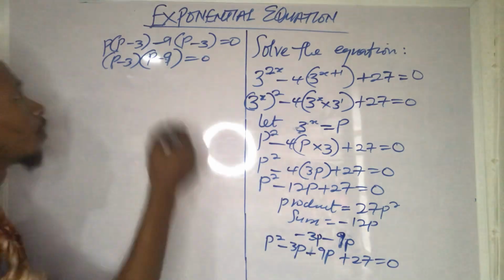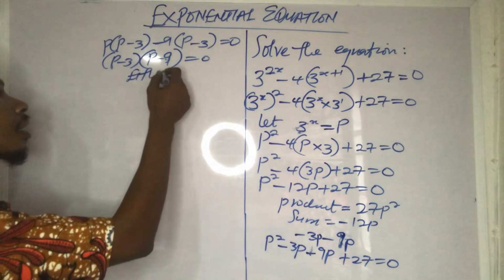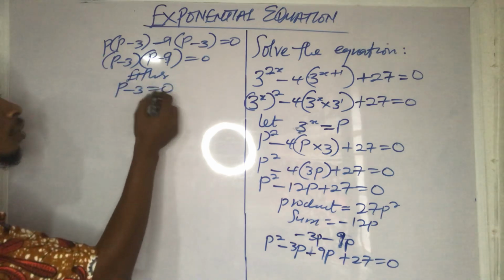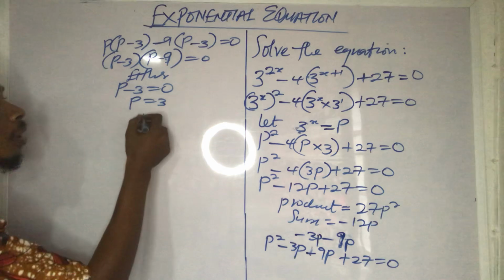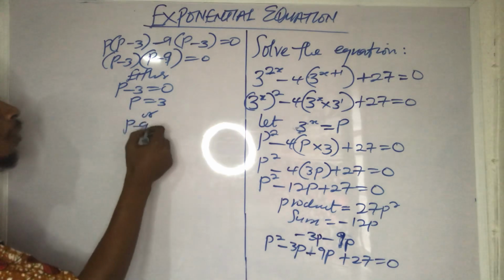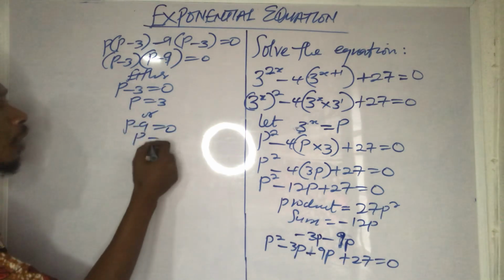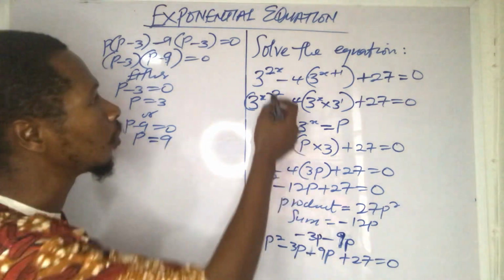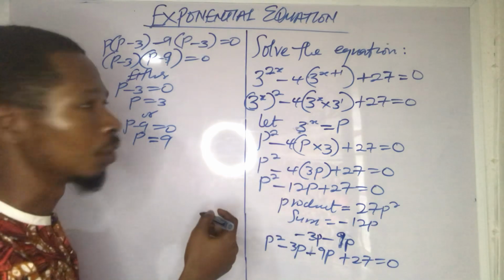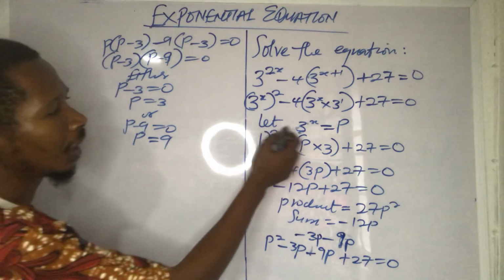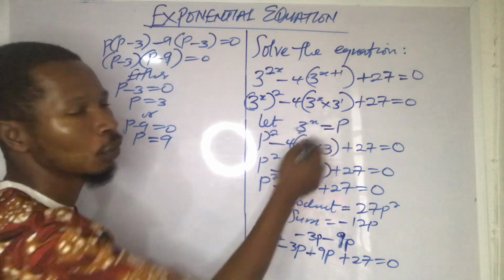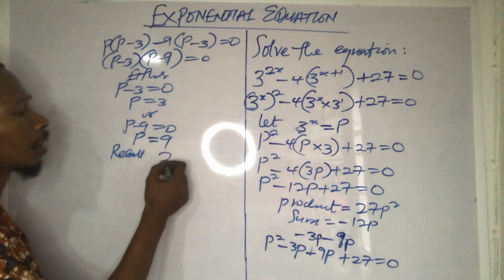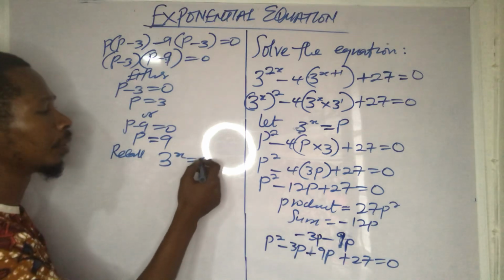Then after that, I will say either the first factor, p minus 3, is equal to 0, which means that p is equal to 3, or p minus 9 is equal to 0, which means that p is equal to 9. But we are supposed to look for the value of x, not p. Now recall, don't forget we said let 3 raised to power x be equal to p. I'll just write: recall that 3 raised to power x is equal to p.